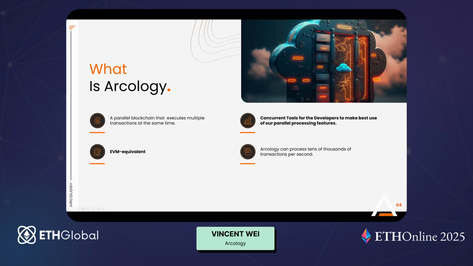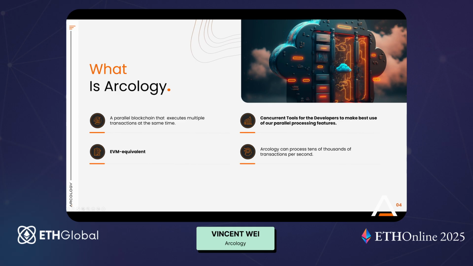So, what is Arcology? Arcology is a parallel blockchain. Its execution engine can process multiple transactions at once, while most others are stuck handling just one. Most blockchains process transactions one by one, like cars driving down a single-lane road. It works, but under heavy traffic, everything slows down. Arcology takes a different approach. With parallel execution, transactions run side by side, like traffic flowing across a multi-lane highway. That's how Arcology can handle much higher throughput.